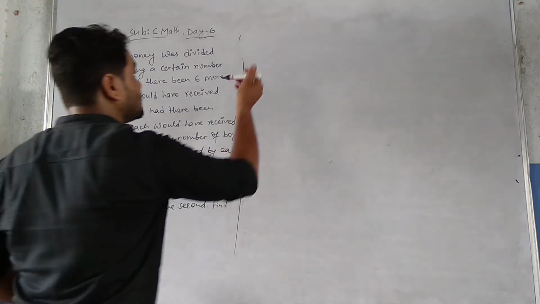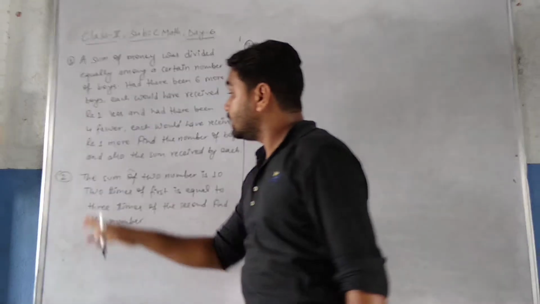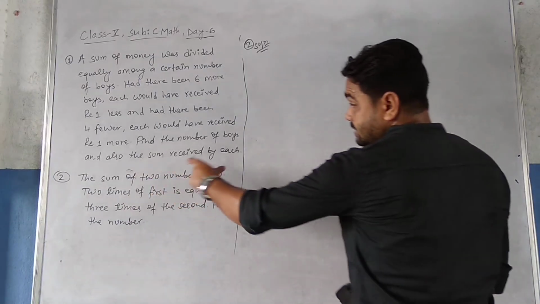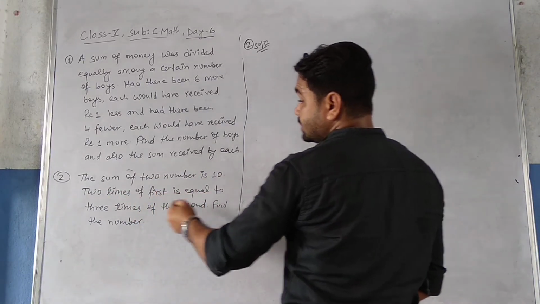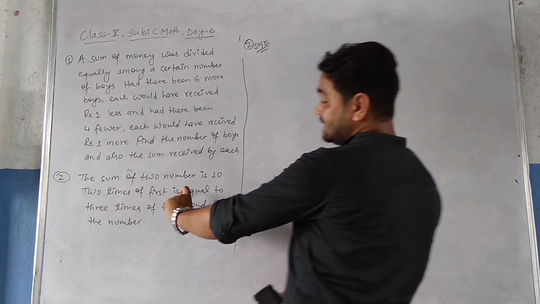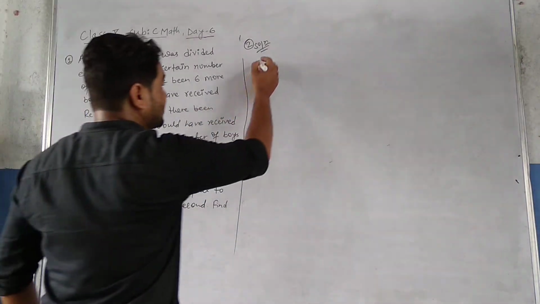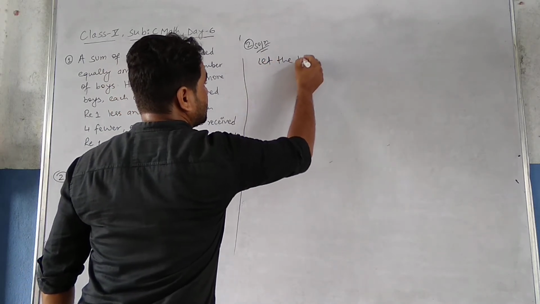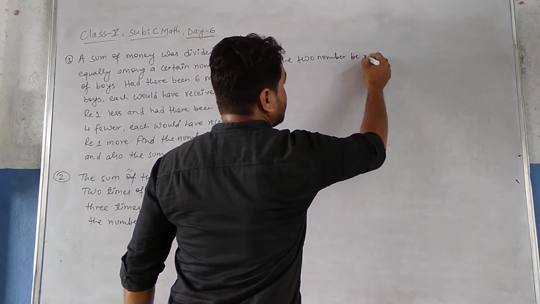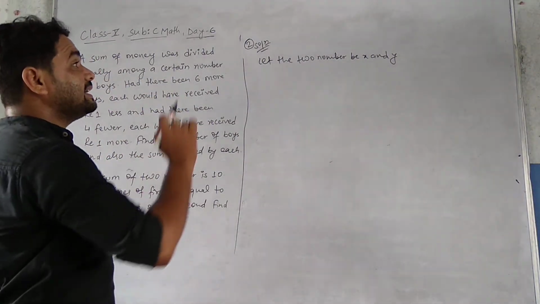Now for question number second, let's read the question again. The sum of two numbers is 10. That means we have to add the two numbers, and that is the first condition. And 2 times the first is equal to 3 times the second. This is the second condition, and we have to find the numbers. So at first we have to let the two numbers be x and y, x as the first and y as the second number.